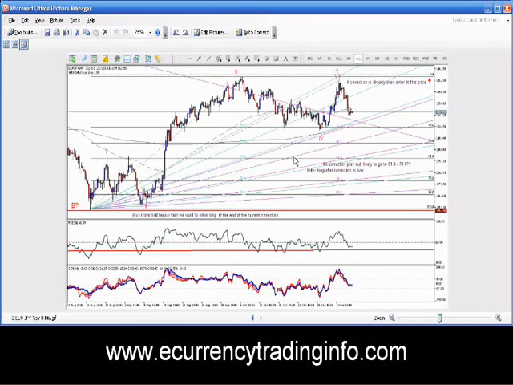I'm not really sure if this is the right count. This looks like the right count, but it is possibly not. This could be a 1, 2, 3. This could have been the very short 4, I'm not sure, and this could have been a 5. Yeah, and this is the correction. Now this is a very shallow correction.